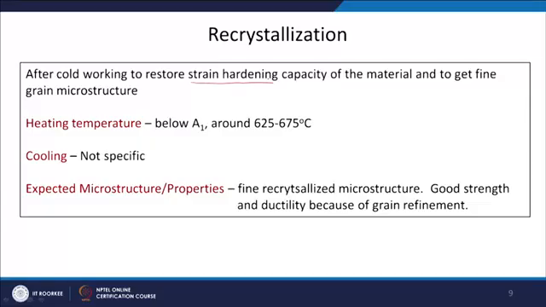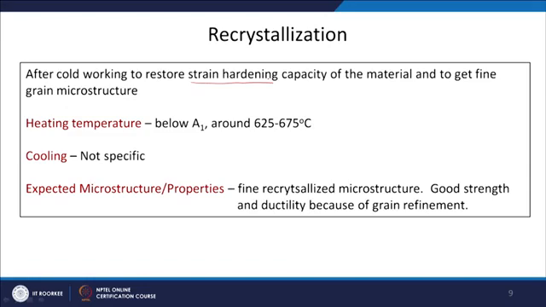Heating temperature is below A1, around 625 to 675 degrees Celsius for plain carbon steel. Expected microstructure is a fine recrystallized microstructure, with good strength and ductility because of grain refinement. All these things we will see when we discuss mechanical properties, why we get very good ductility and good strength when we have grain refinement. This particular term, the strain hardening capacity of the material, you will also understand when we discuss mechanical properties, and to get a fine grain microstructure.